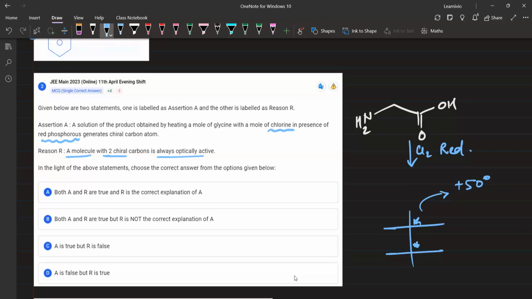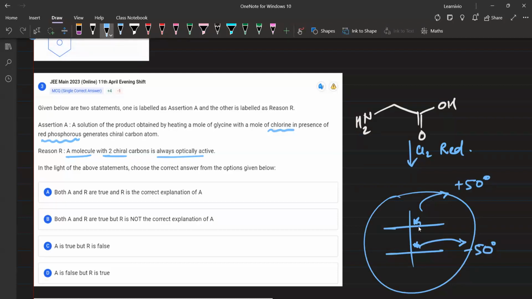The second one is also what? It is optically active. It is a chiral carbon. So it will also be able to rotate the plane polarized light. But let us suppose that it is rotating the plane polarized light by plus 50 degrees and minus 50 degrees. Now, overall, what will be the effect of this molecule?